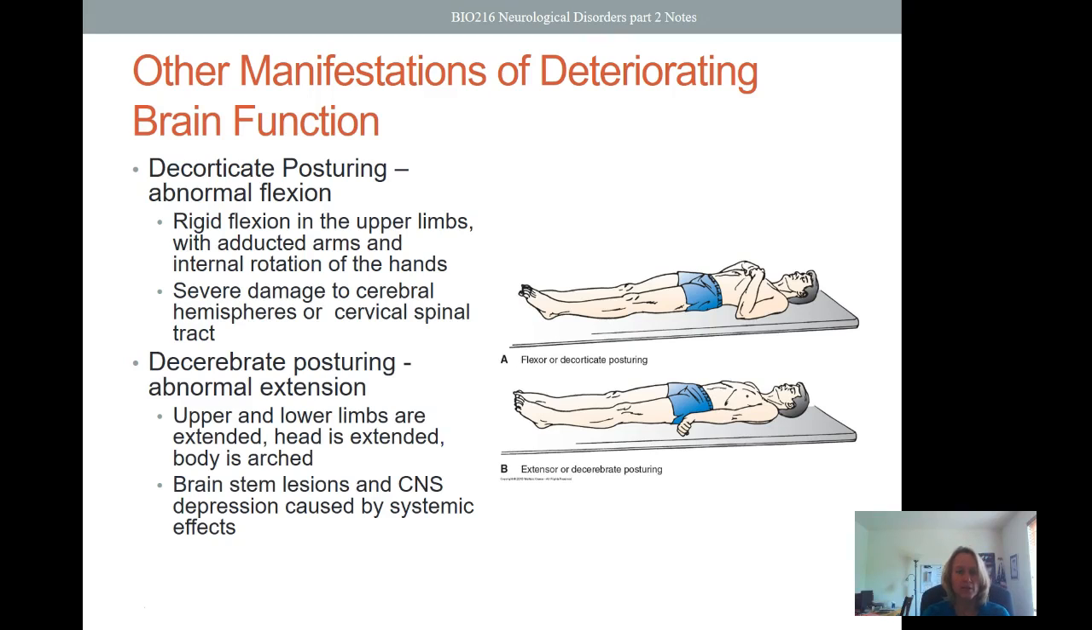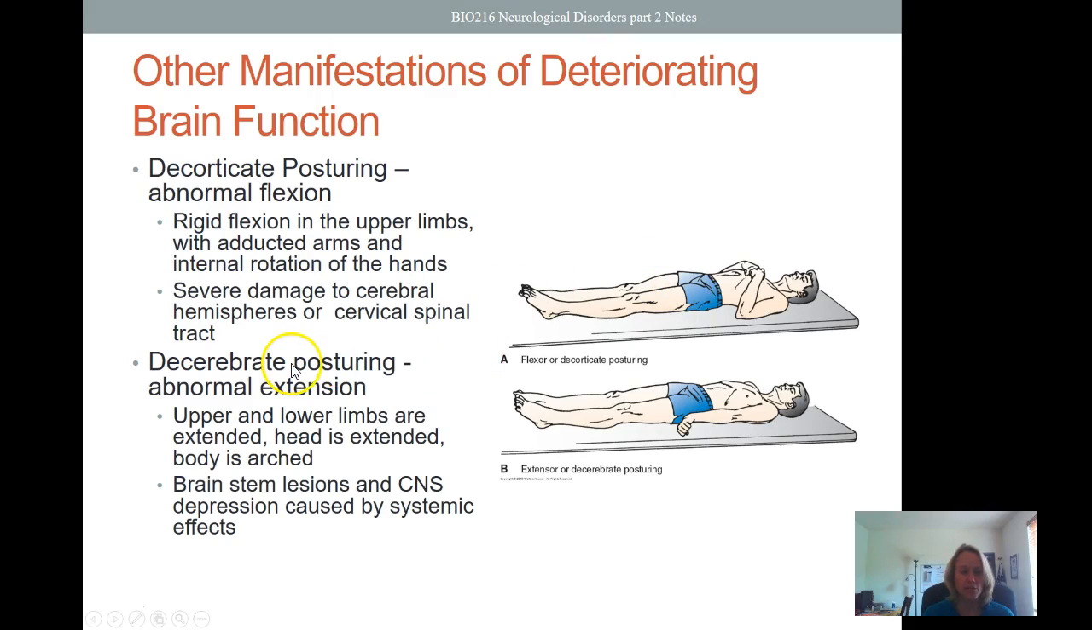Some other manifestations of deteriorating brain function include abnormal posturing or positioning. Decorticate posturing is where we have abnormal flexion. So we have rigid flexion in the upper limbs with adducted arms and internal rotation of the hands. This indicates severe damage to cerebral hemispheres or the cervical spinal tract.